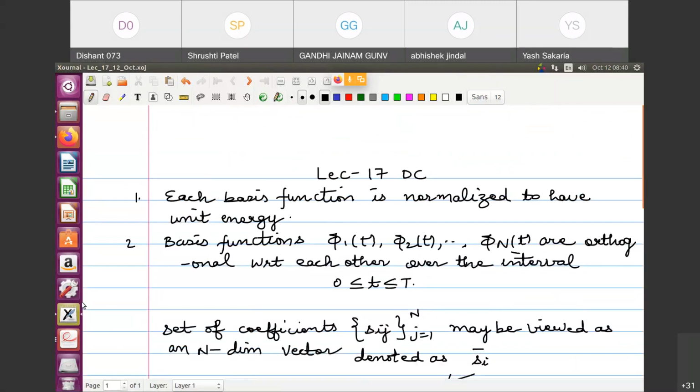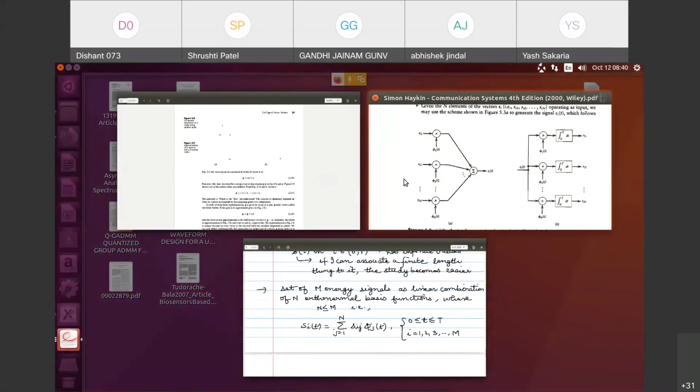So what does this lead to? Let us see this relationship through this figure.